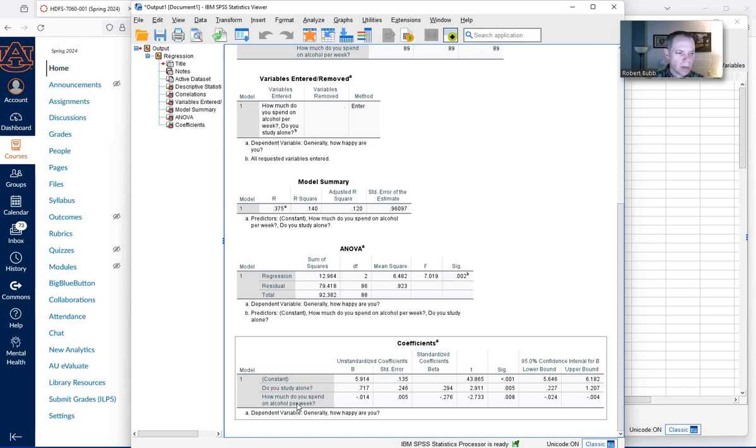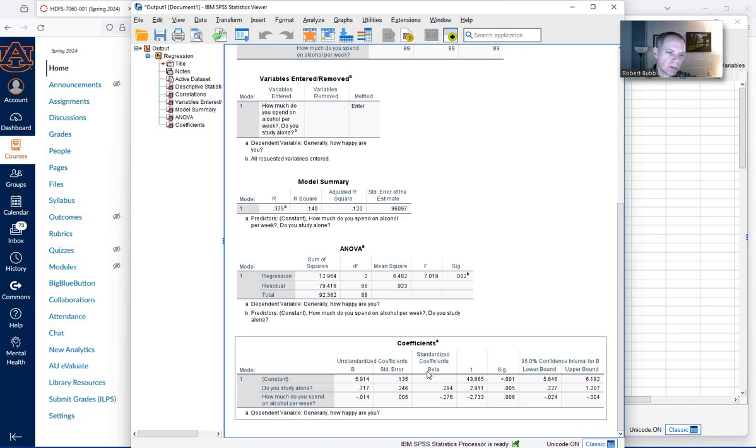So if we were to do alcohol, this predictor as alcohol by itself, we may get a slightly different coefficient because we have other predictors in the model. So in this case, every dollar spent, we expect happiness to decrease 0.014 on average when all other predictors are in the model. So in other words, whether you're studying alone or not is in the model, it's accounted for.